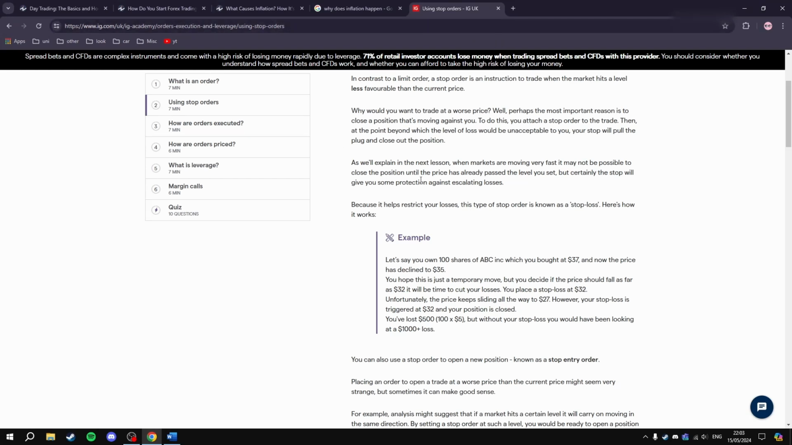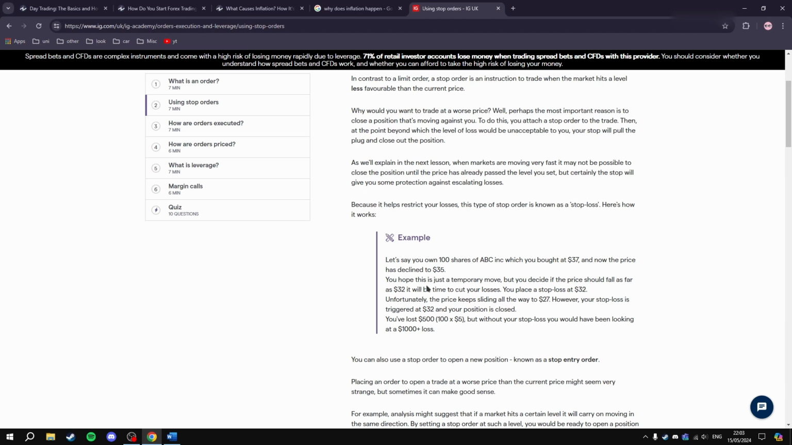As we'll explain in the next lesson, when markets are moving very fast, it may not be possible to close a position until the price has already passed the level you set. But certainly the stop will give you some protection against escalating losses. Because it helps restrict your losses, this type of stop order is known as a stop loss.